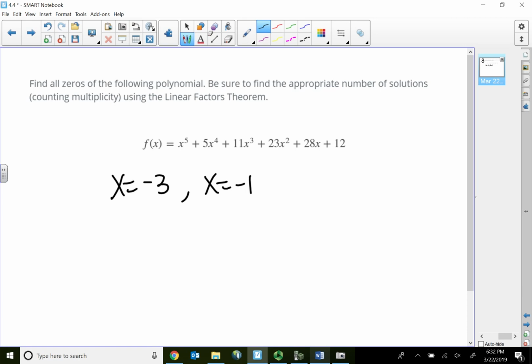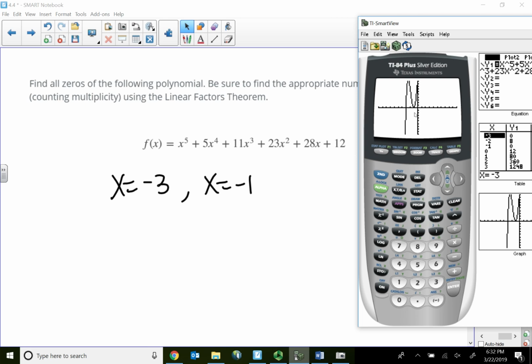Let me make sure that's a turn, because sometimes it may look like a turn, but you actually cross it and cross it back. And that matters, because if it crosses and crosses right back, that means I have another zero. But I don't think that will be the case here, because I don't see another one near it. I'm just going to double check. That's -1 there, so I'm going to set my window from -2 to 0 so I can take a closer look.